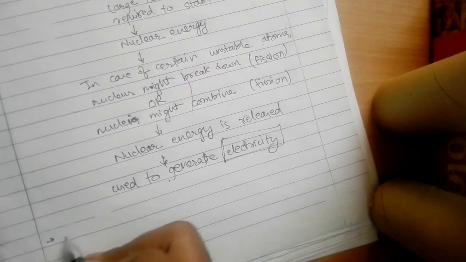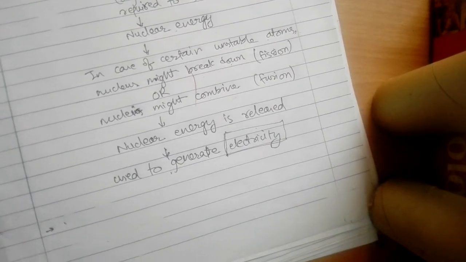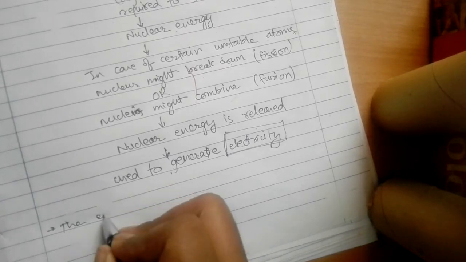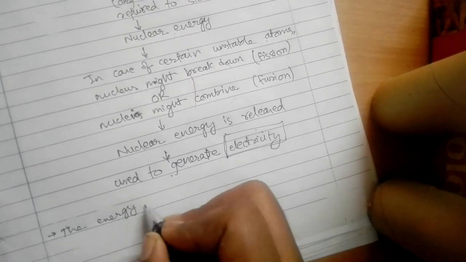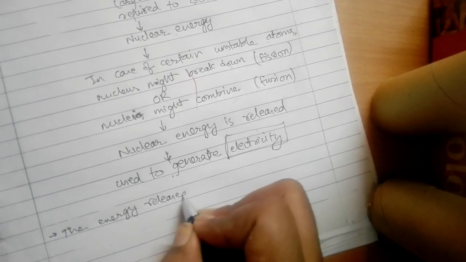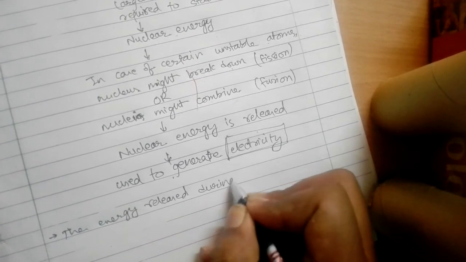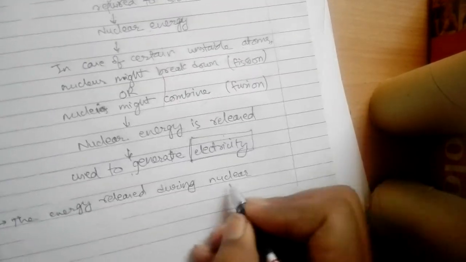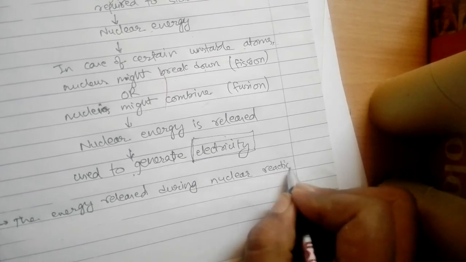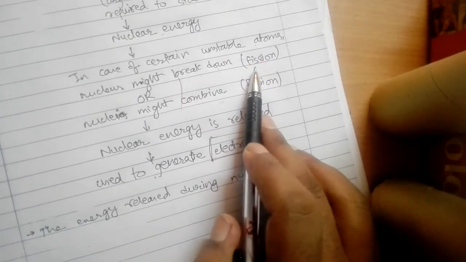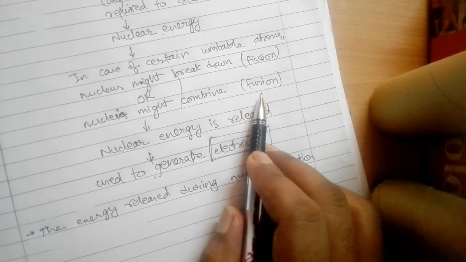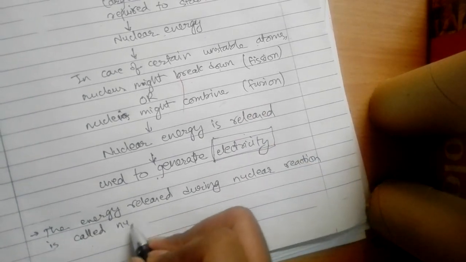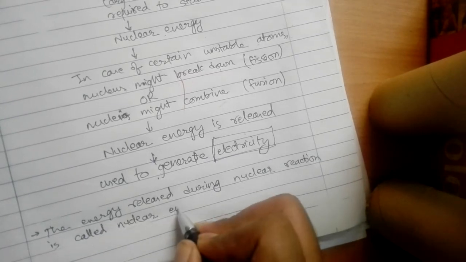Now, how do we define nuclear energy? Let's define it. Take up your pen and notebook. The energy released during a nuclear reaction is called nuclear energy. When I say nuclear reaction, it means either nuclear fission or nuclear fusion.